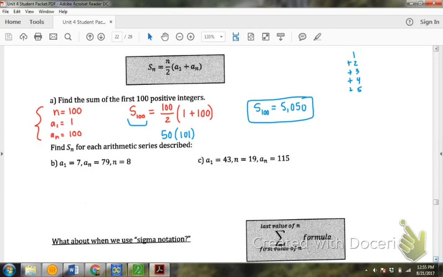Because trust me, if you were to sit there with your calculator and go 100 plus 99 plus 98 plus 97 plus 96 all the way down to 1, you would get 5,050. So the sum is asking us to multiply all.